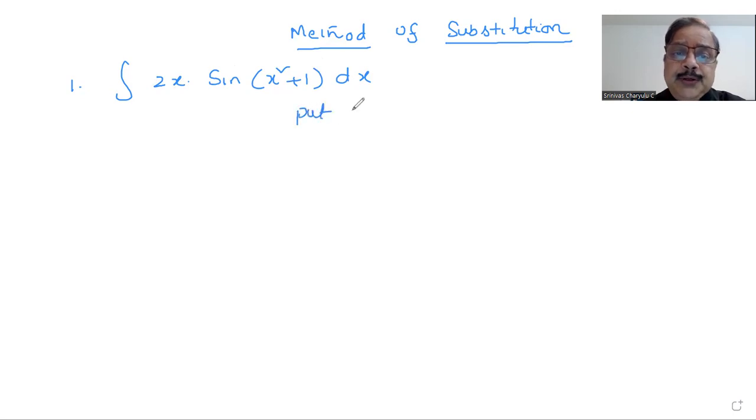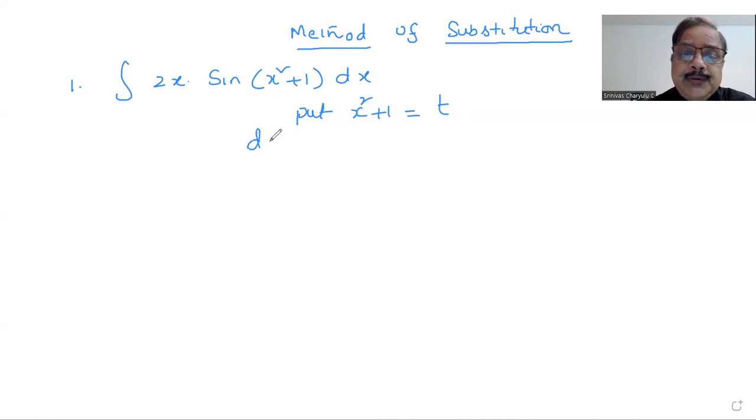Let us understand first. Put x square plus 1 is equal to t. Here you have a choice whether you can put 2x is equal to t or x square plus 1 is equal to t. But when the choice is given to you, you cannot just like that select any one of these, because by choosing the other one wrongly, the sum will become more complicated. We should choose correctly, wisely, which one to be substituted as t. See, now I have taken x square plus 1 is equal to t.